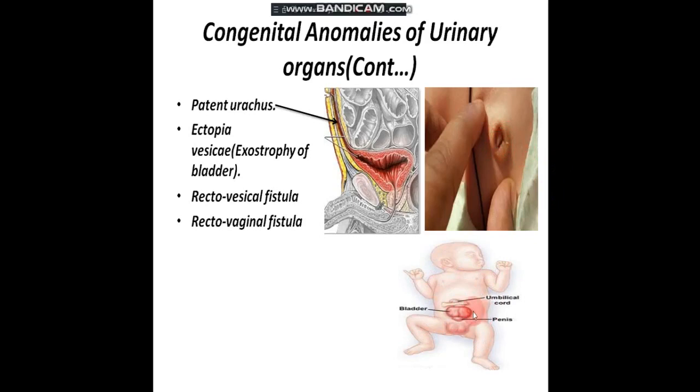Sometimes the infraumbilical portion of the anterior abdominal wall fails to develop, so the bladder remains outside. This is known as ectopia vesicae or exstrophy of the bladder.